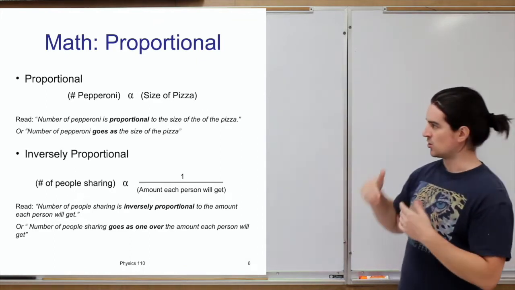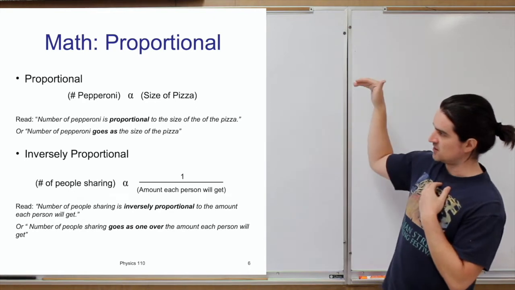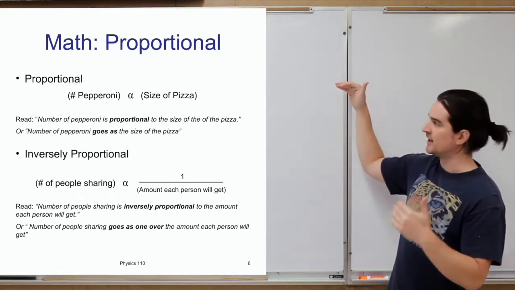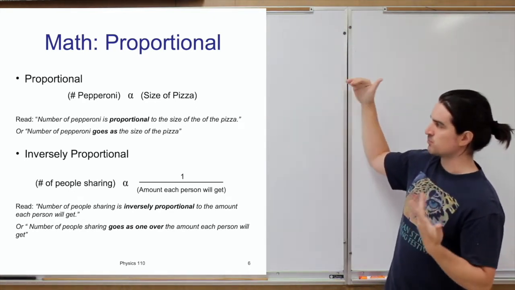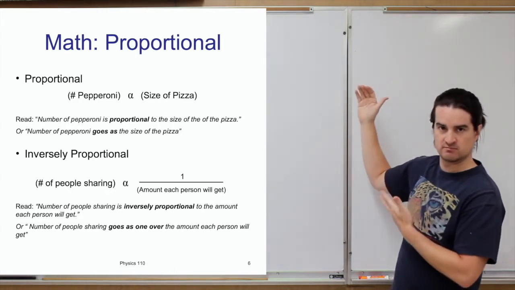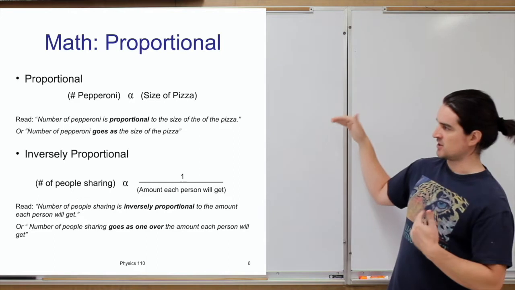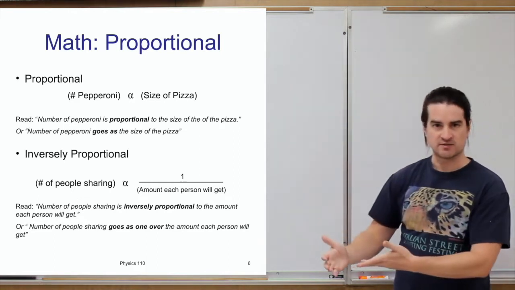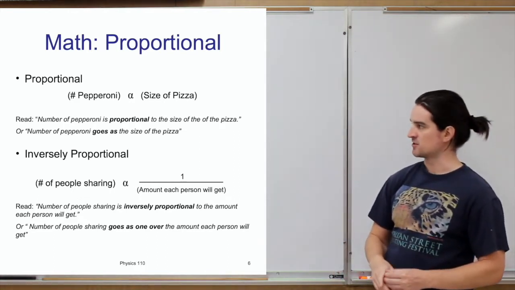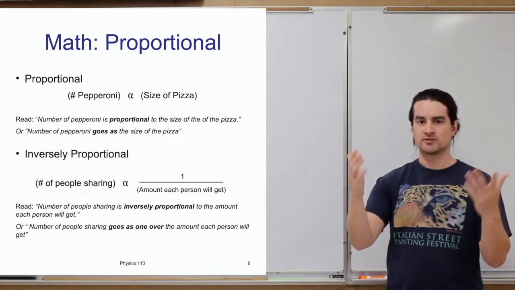Right? So if I see this, I would read it off as number of pepperoni is proportional to size of pizza. Or another way to read that off is sometimes you might say the number of pepperoni goes as the size of the pizza. So if the size of the pizza goes up, the number of pepperoni goes up.